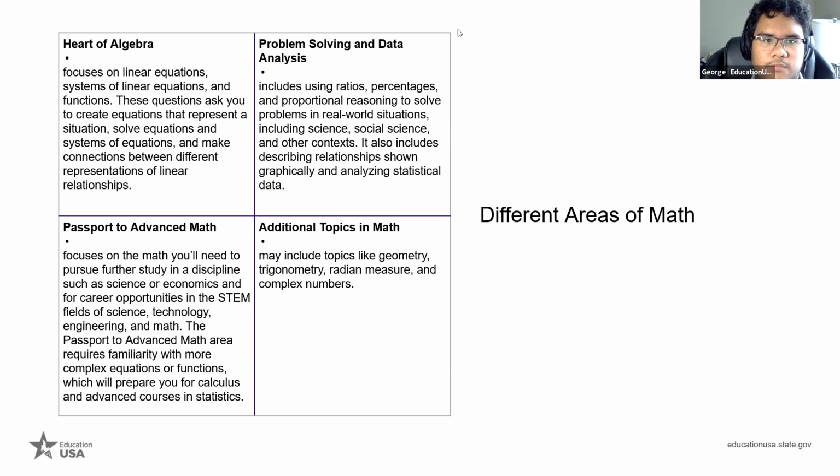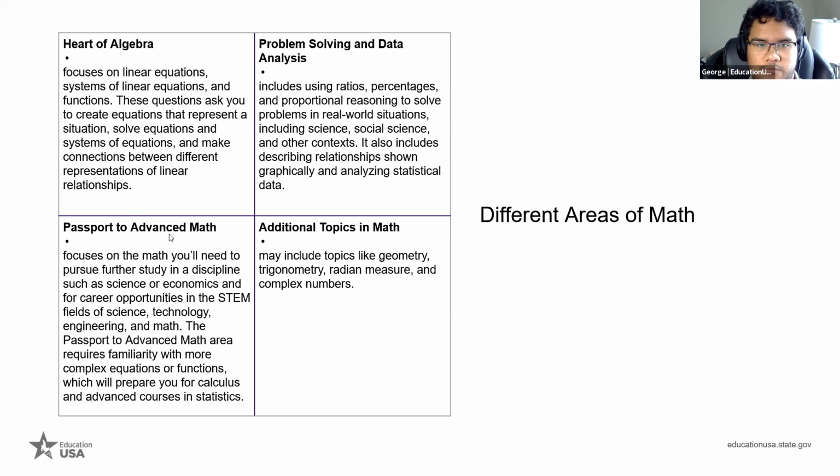Now, the problem solving and data analysis includes using ratios, percentages, and proportional reasoning to solve problems in real world situations, including science, social science, and other contexts. It also includes describing relationships shown graphically and analyzing statistical data. So for these kinds of questions, you might be presented with some table of data or a graph, and you'll be asked some questions based on that.